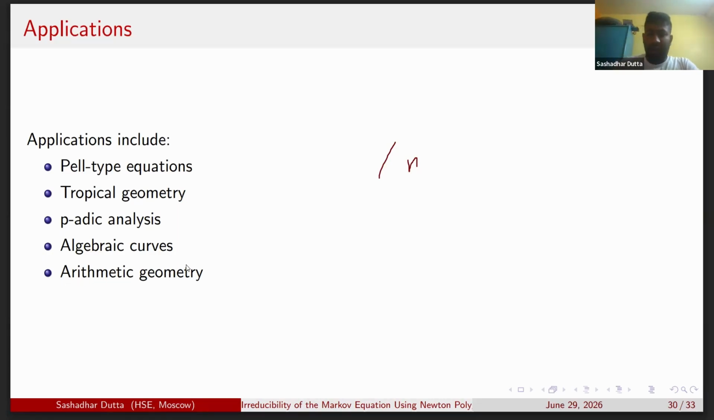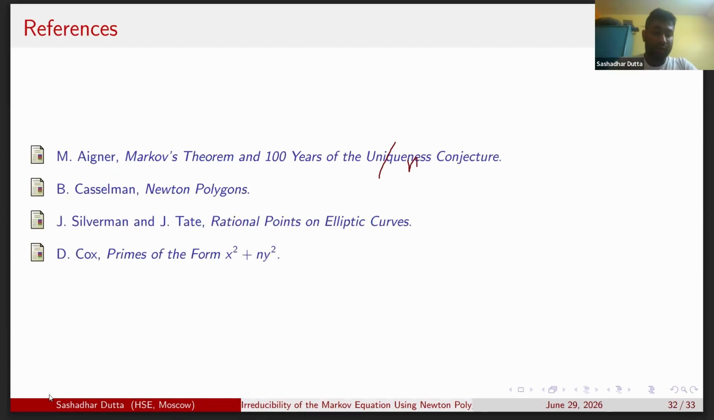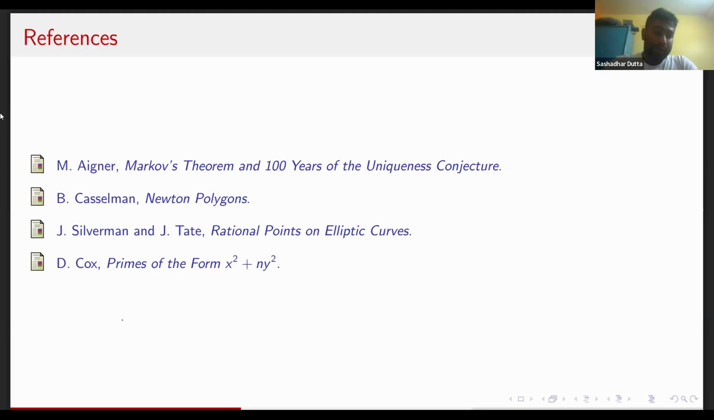Okay. And lastly, there are some open questions, you can find the Markov uniqueness conjecture, generalized Markov equations. Yes, I previously mentioned factorization over finite fields and rational points on cubic surfaces and polynomial irreducibility criteria, etc. So these are some references, and also as I said previously, I wrote some references in my slides and so on.